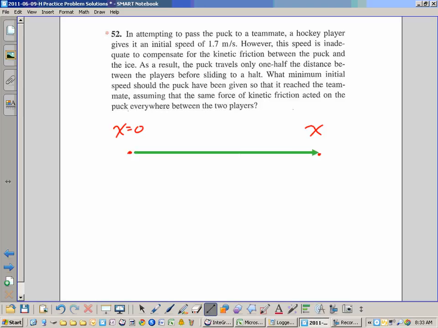In fact, the distance that it actually goes, delta x, is 1/2 x. So if he gave it an initial speed of 1.7 meters per second, and it went halfway, how fast would he have to have passed it under exactly the same circumstances for it to have reached him? Does anybody have just off the top of your head, what do you think it is going to be? Is it twice as fast? 4 times as fast? Or square root of 2 as fast?